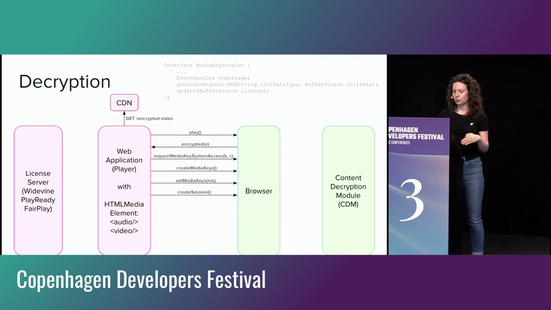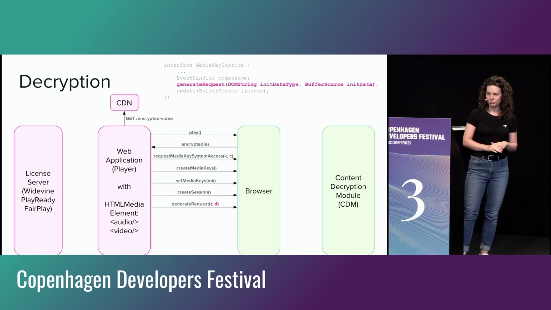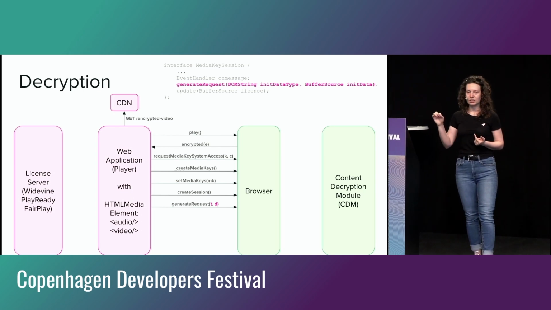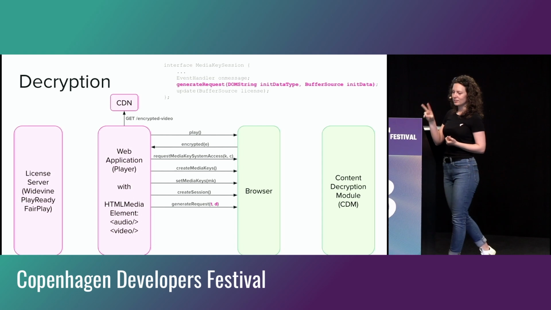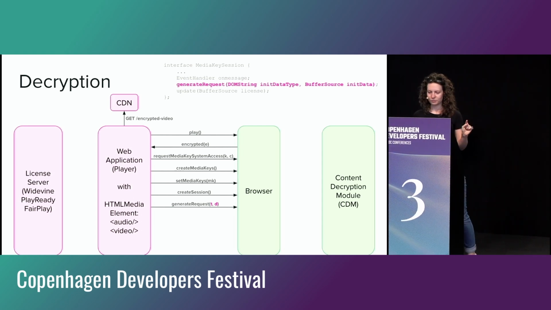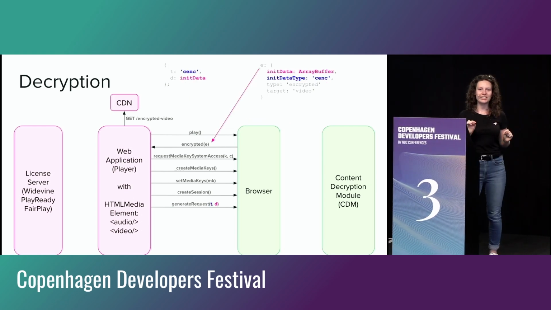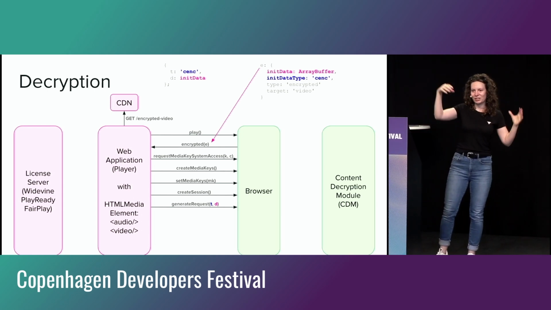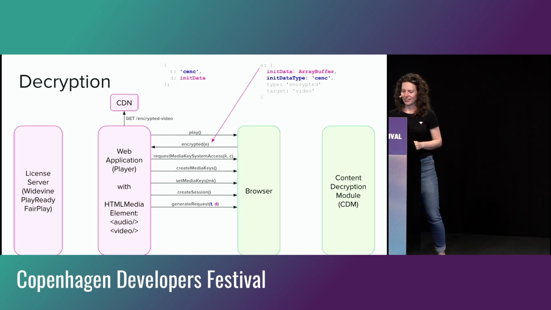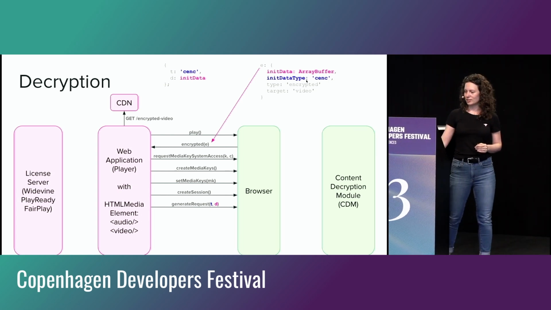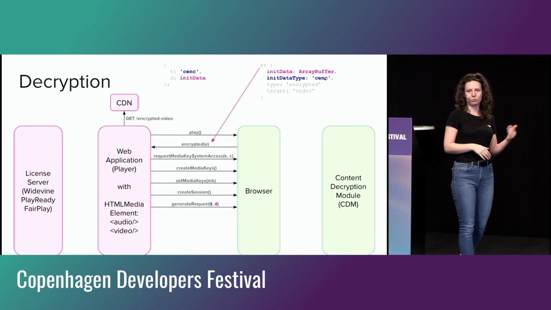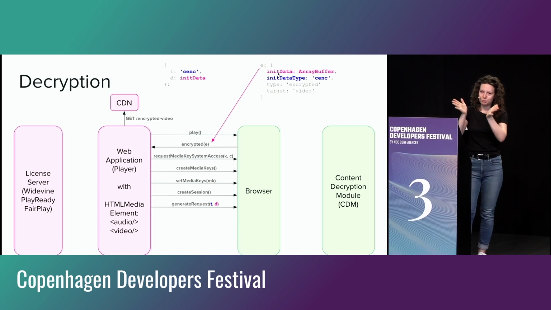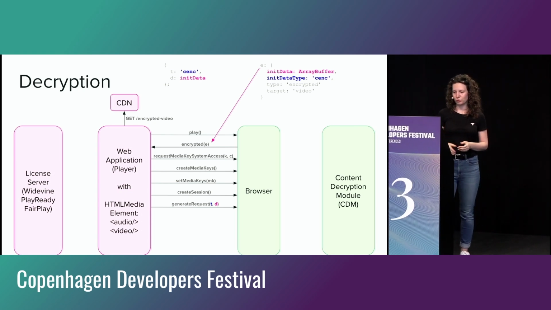At this point, we'll take the generate request method, and we will call it with two parameters: the init data type and init data. These two are coming from the encrypted event that we received in the very beginning. So all of these methods you can see are somehow entangled. For the init data type, we have the example of CENC, the common encryption, and we also have some init data. So we take both and we just pass them to the generate request method.